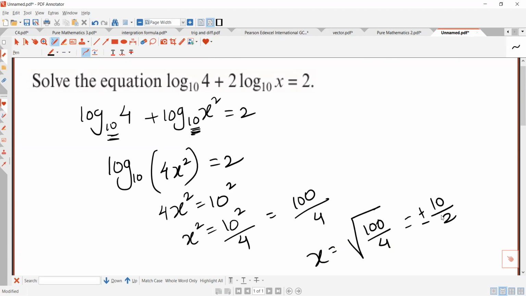What, 5? Who said 5? 10 by 2 is 5. Plus minus 5, because there is a root here. Everyone, I think the negative x value will not be there, because log of negative values is a math error. Just check log of negative values. Yeah, it's a math error. Therefore we are not going to take negative 5, we are going to take only positive 5. All of you do it. Do the sum. That will give you guys time.